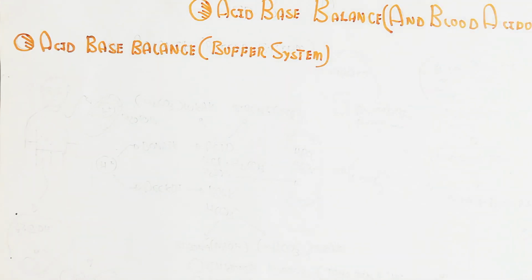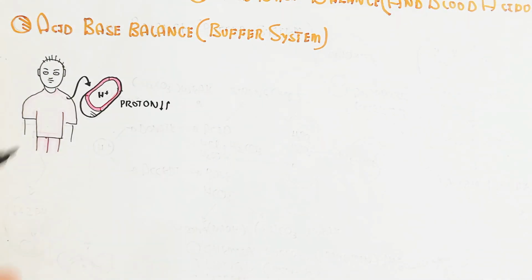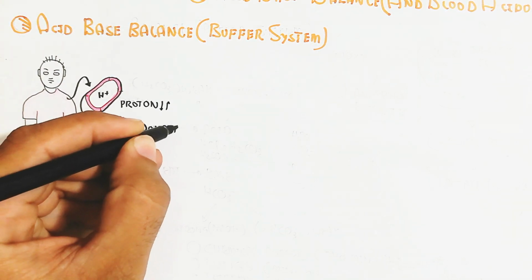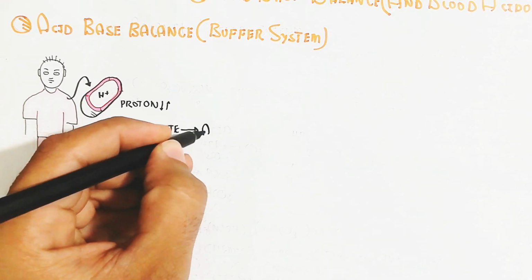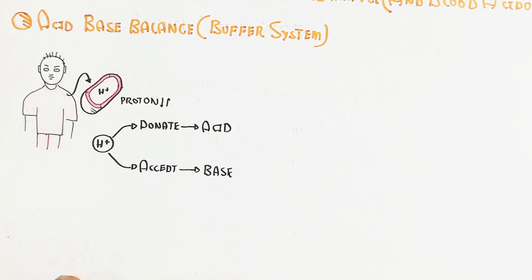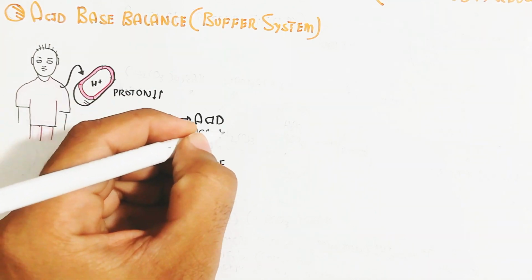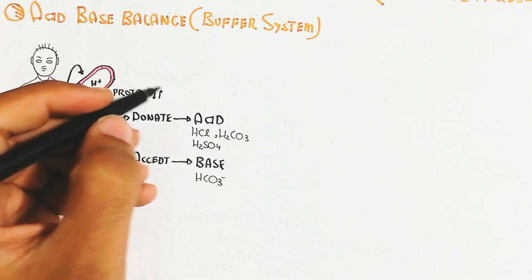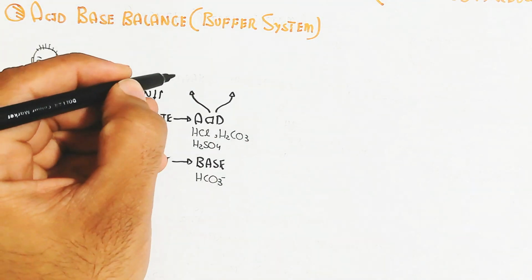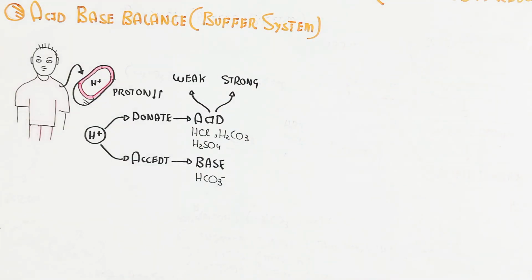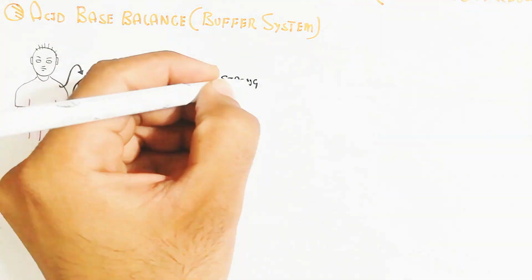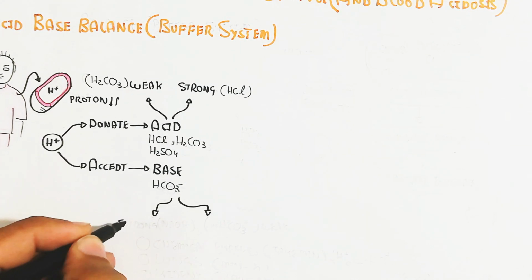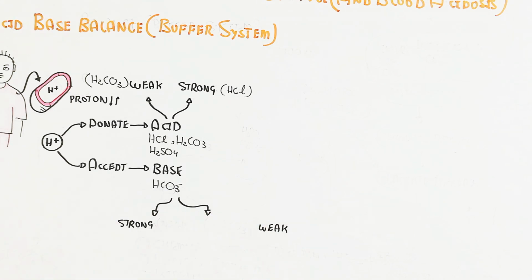7.35 to 7.45 is the ideal pH in our blood. The proton, when it increases or decreases, will disturb the acid-base balance. A substance that donates a proton is known as an acid, such as hydrochloric acid, carbonic acid or sulfuric acid. Acids are weak or strong on the basis of their proton donation: strong is HCl, present in our digestive system, while weak is H2CO3, carbonic acid, in our blood.